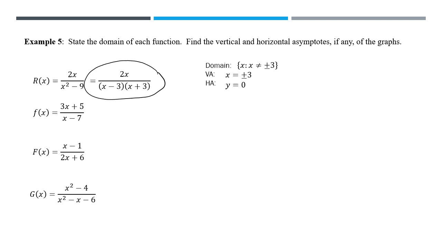The horizontal asymptote, remember, you get by looking at the degrees. We had a higher degree in the denominator, therefore the horizontal asymptote is y equals 0.